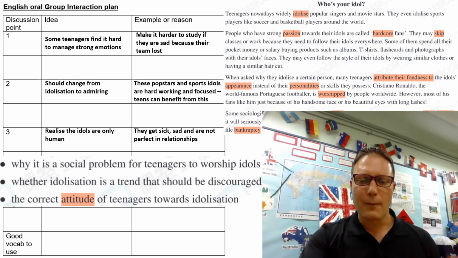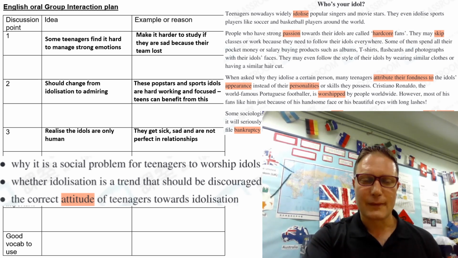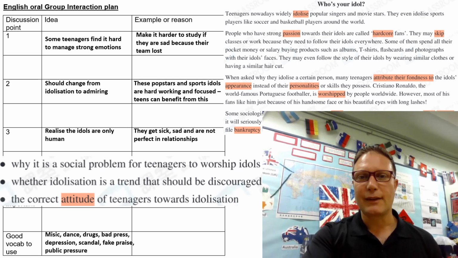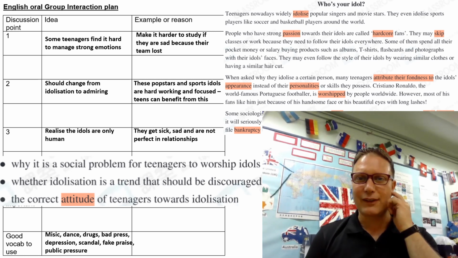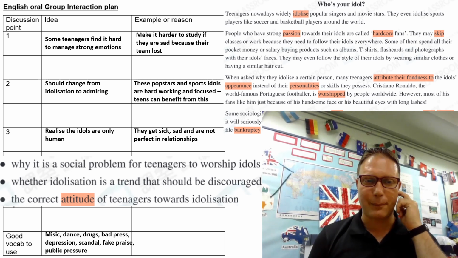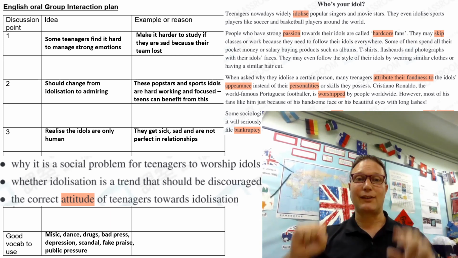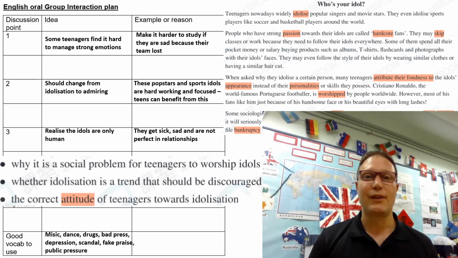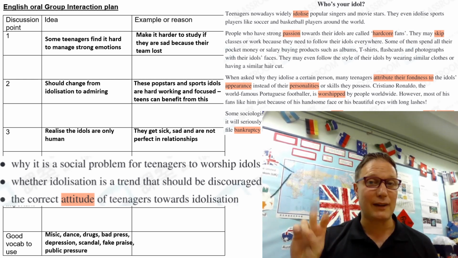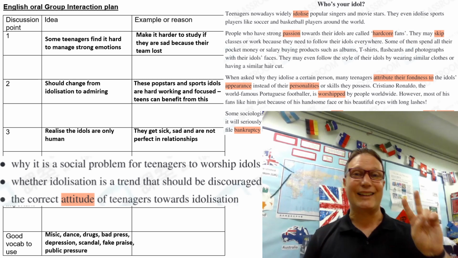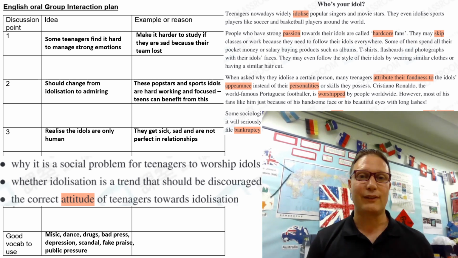So the final thing is good vocabulary. Now, I've highlighted in the text some of the good vocabulary. Other pieces of vocabulary are here at the bottom. So in the 10 minutes, you should be coming up with at least 2 ideas, and with every idea, at least 2 examples or reasons.